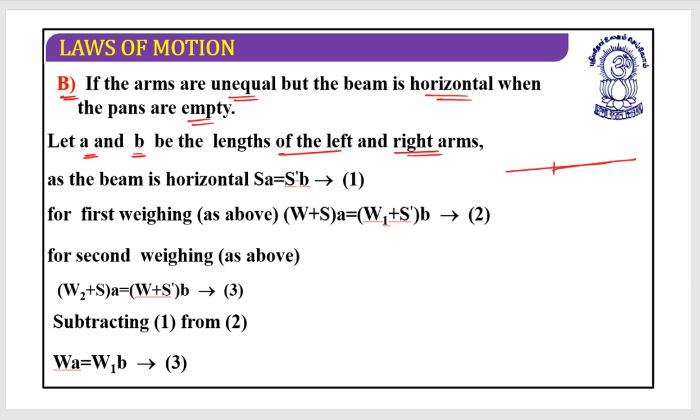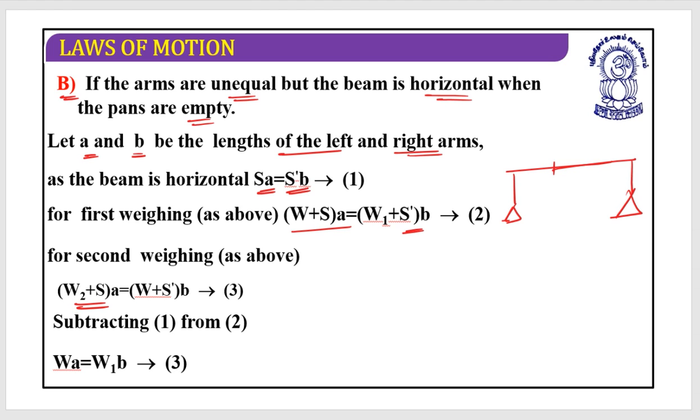That is the situation. If you observe it, one arm is A and the other is B, but both are of unequal length. As the beam is horizontal, I can have S·A = S'·B. So for the first weighing I can write W + S·A = W1 + S'·B. In the same way, for the second weighing I can have W2 + S·A = W + S'·B.